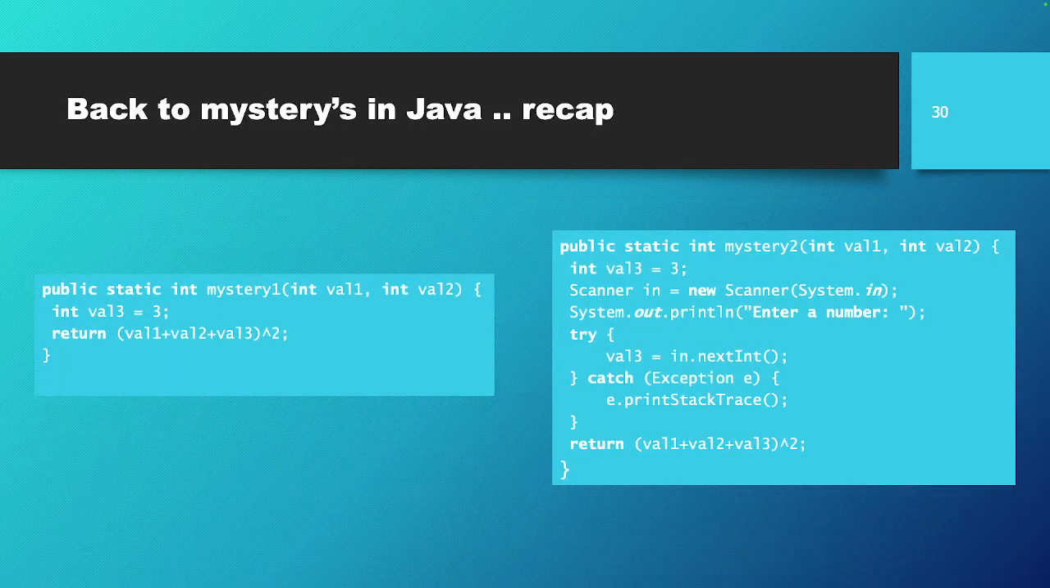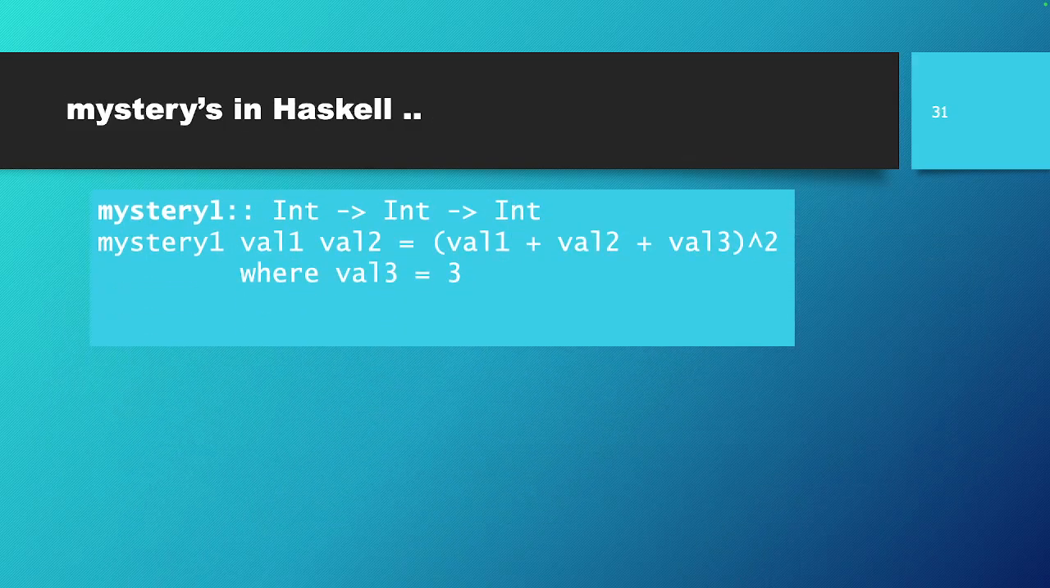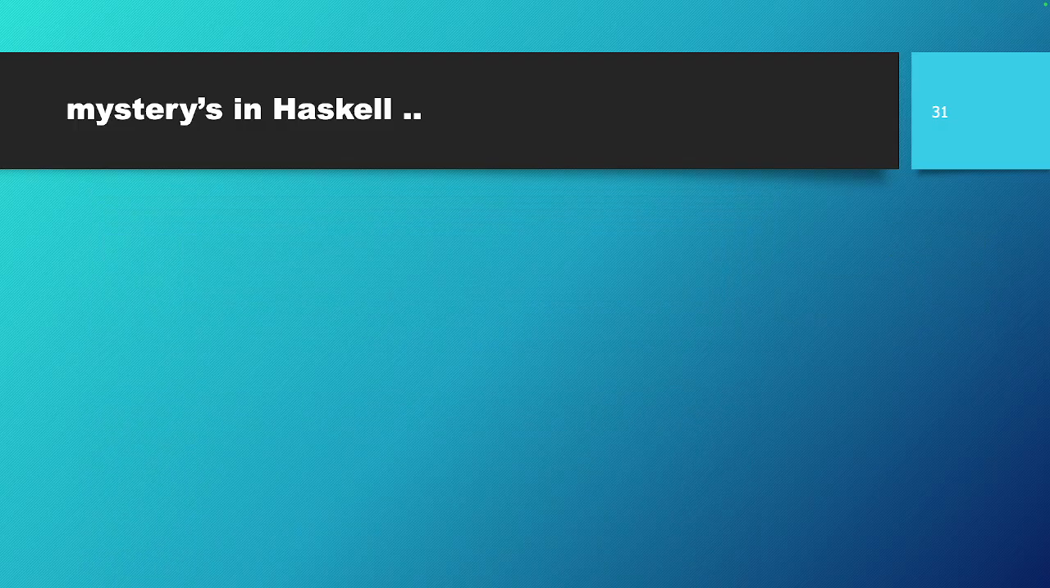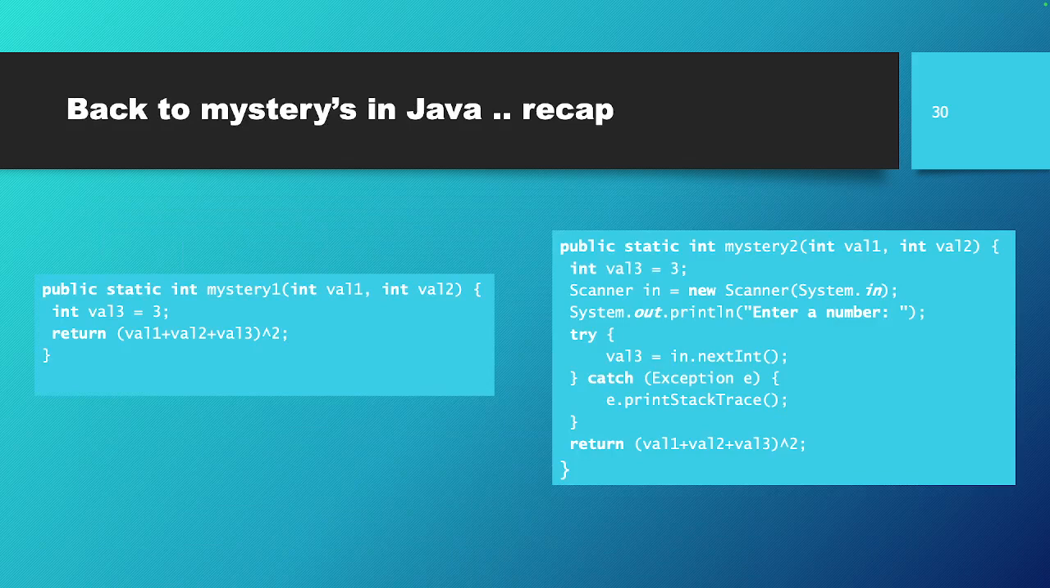So if we go back to our mystery in Java, we have mystery 1 and mystery 2. If we just look at this one, that's the same as before. Here, our two method headers are the very, very same, but one of them is taking information from the outside and the other isn't. And there's no obvious difference in the method header signature.